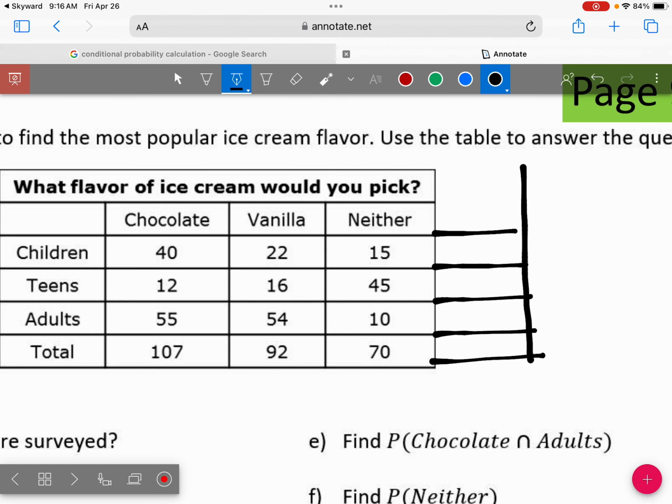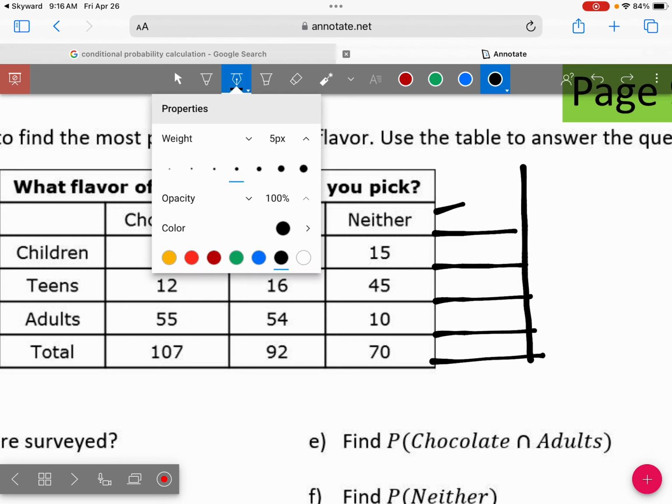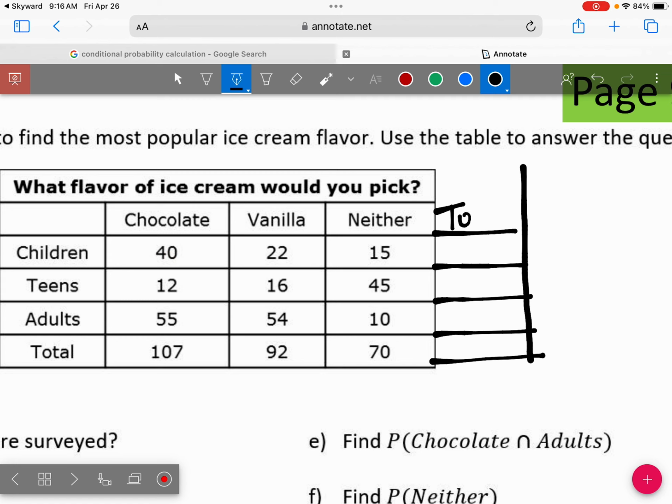So pick up your calculators, and I'll give you a few minutes to add up each row going across. You're going to add these three numbers, put that here. Then you're going to add the teens, put that there. Add up the adults, put that there. Add up the total, put that there. So I'll give you a minute to do that. Go ahead and find your totals.